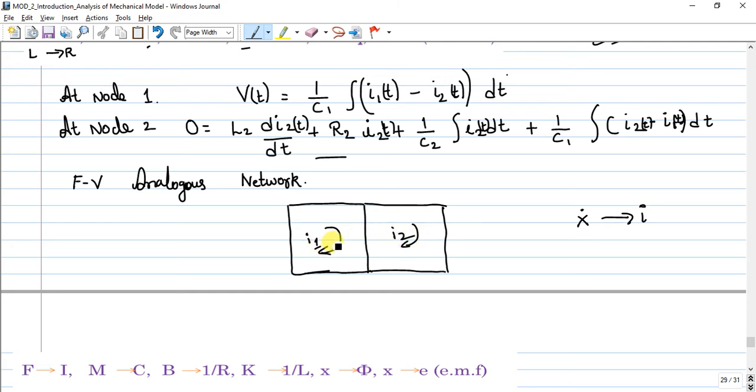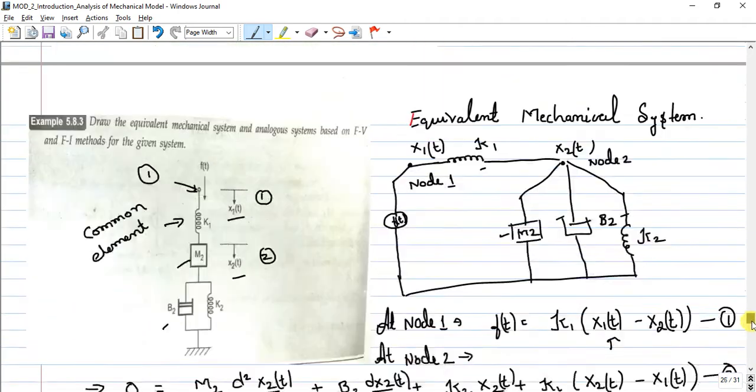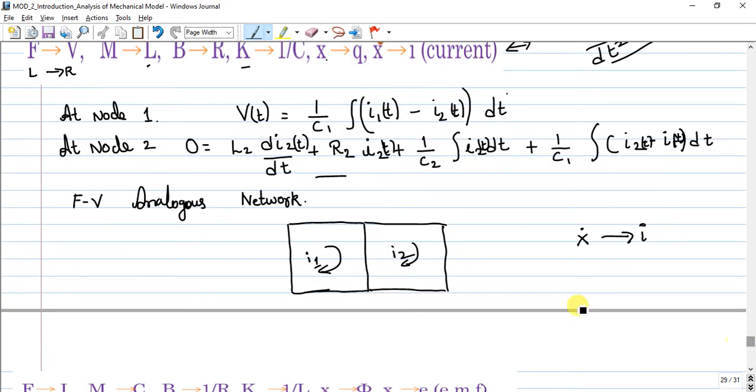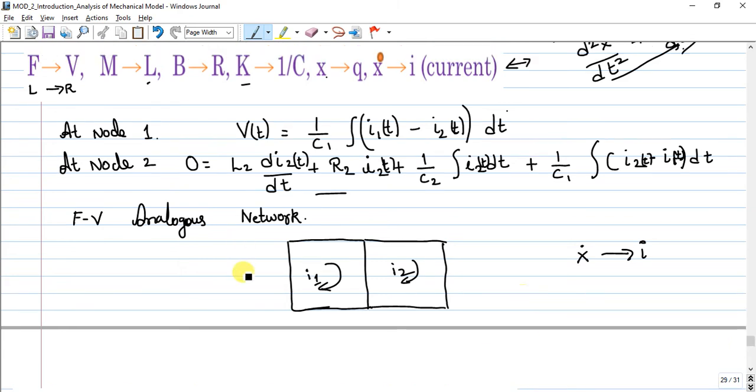So simple consideration. Now check, is there any element purely undergoing x1 of t? No, we don't have any element, but we can see spring k as a common element in between x1 of t and x2 of t. So the same I will represent here. So k will be replaced by a capacitor. So k will be replaced as 1 by c, and I will place a capacitor in between.